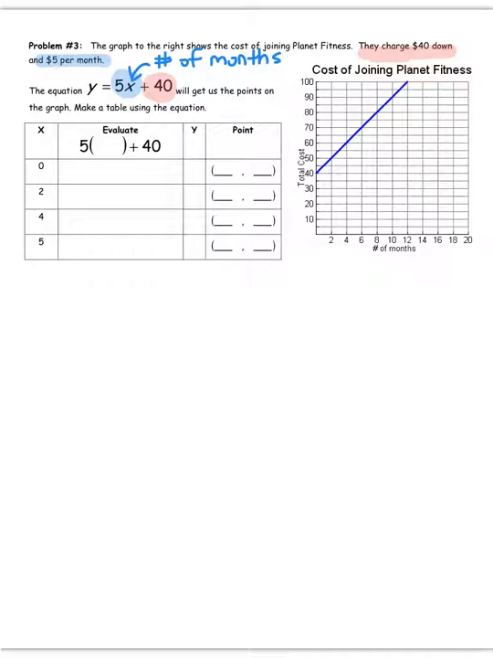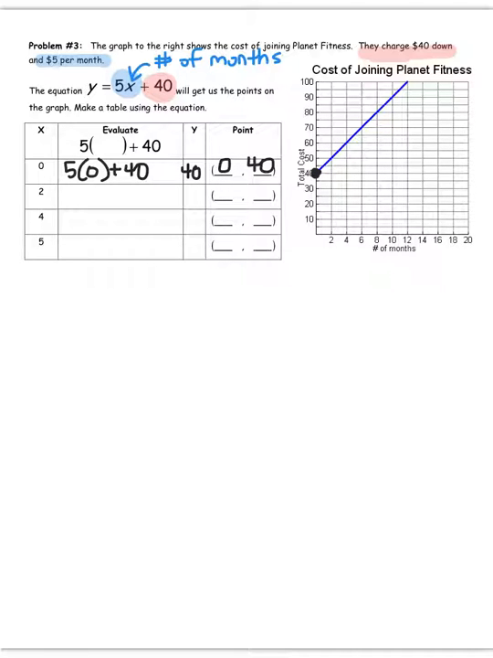Alright, so now all that we're going to do is use this equation that's already given to find out the prices for a different number of months that we go to the gym. Remember, we said X is the number of months. So if we go to the gym for 0 months, how we would figure that out is we would do 5 times 0 plus 40. Because we're not a member, we don't have to pay the monthly fee. We just have to pay that $40 down. And our answer, if you do 5 times 0, you get 0, plus 40, you get 40. And what that means is the point 0, 40 should be on our graph. And let's just test it. 0, 40 is right there.